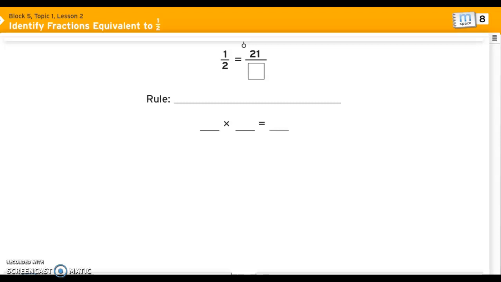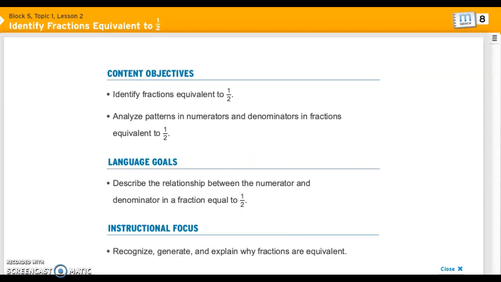Same thing. Would you please write down 1/2 equals 21 over something? Pause the video and try it on your own. So I pulled down the screen. I want to make sure that you tried this on your own before we go on. So I hope that you did.